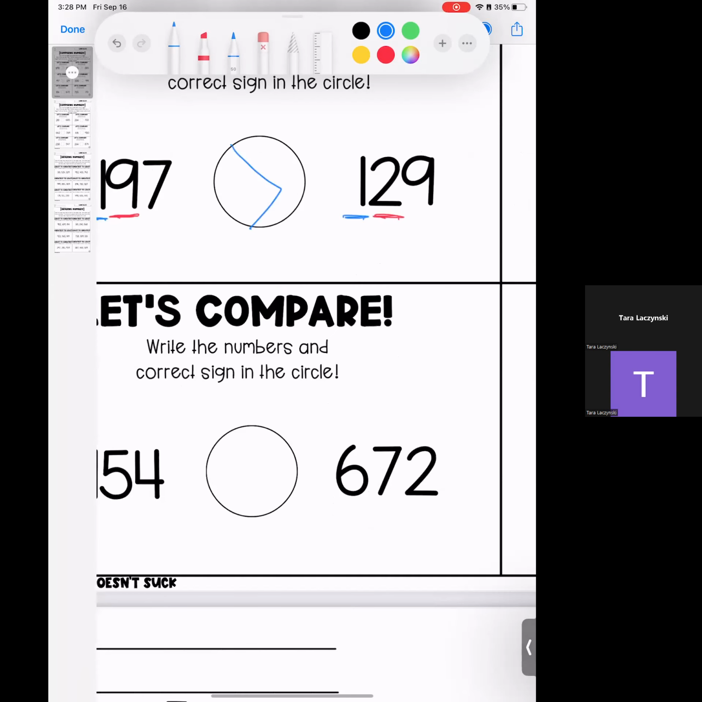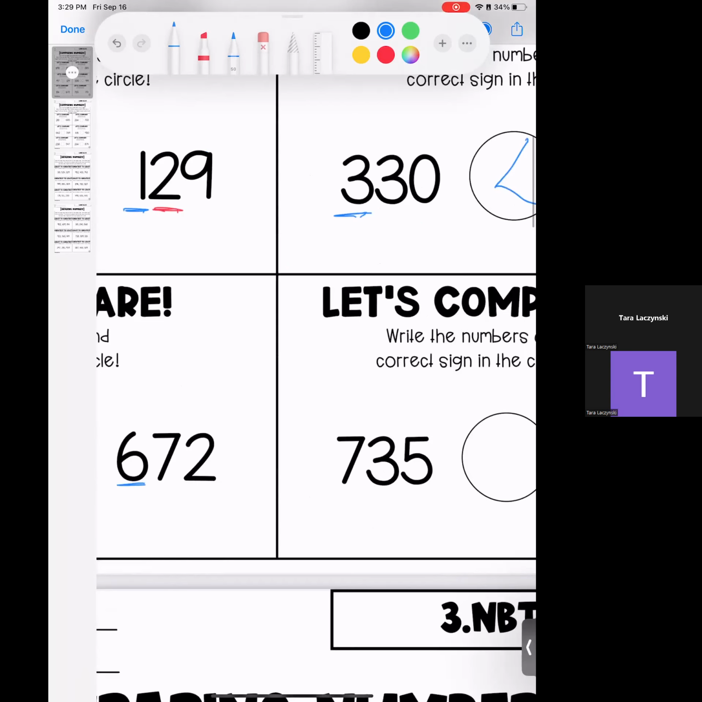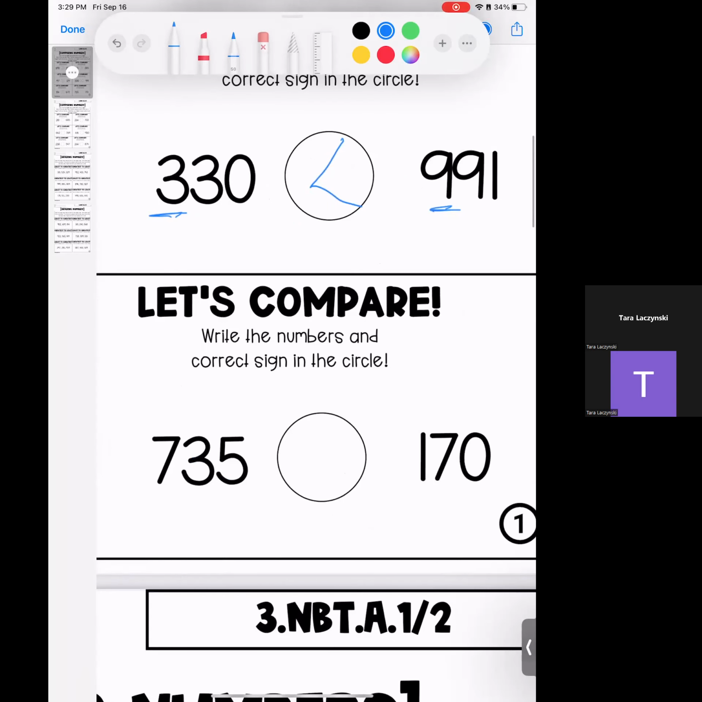Down to the last set on this page, we are comparing 154 and 672. 600 is greater than 100, so we use our less than sign. 154 is less than 672. And then our last one for this homework number 1, we're comparing 735 and 170. 700 is greater than 100, so we use our greater than sign. 735 is greater than 170.